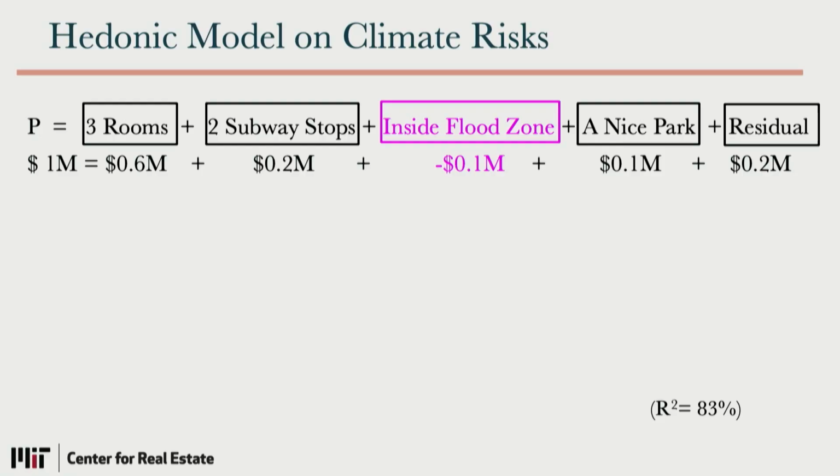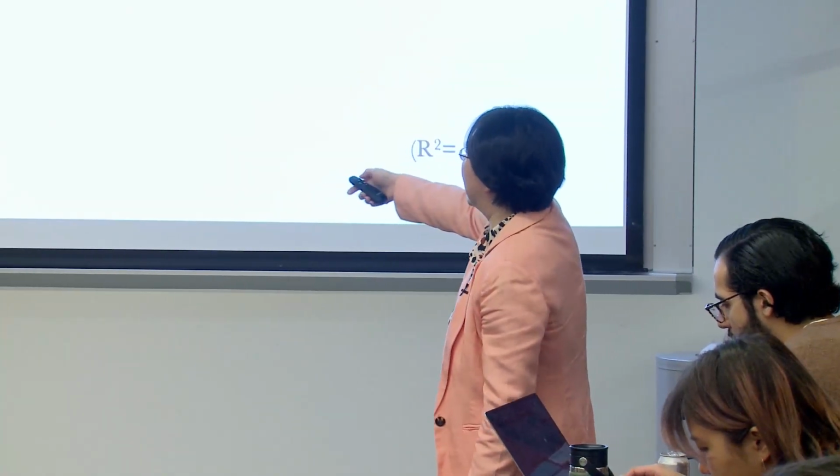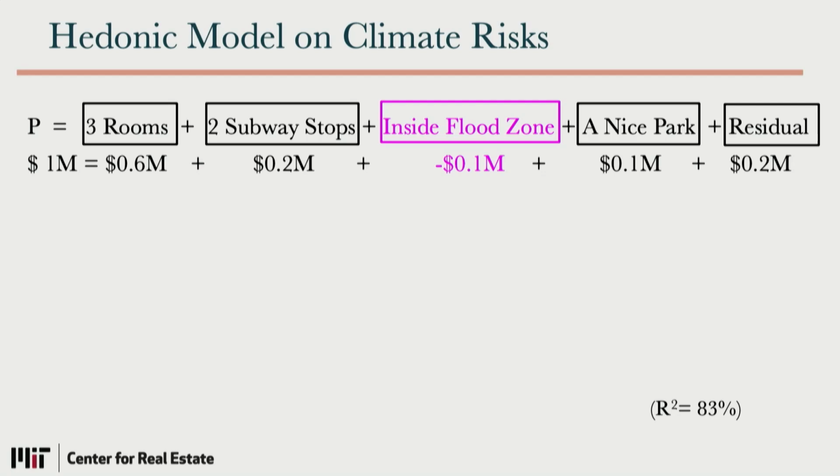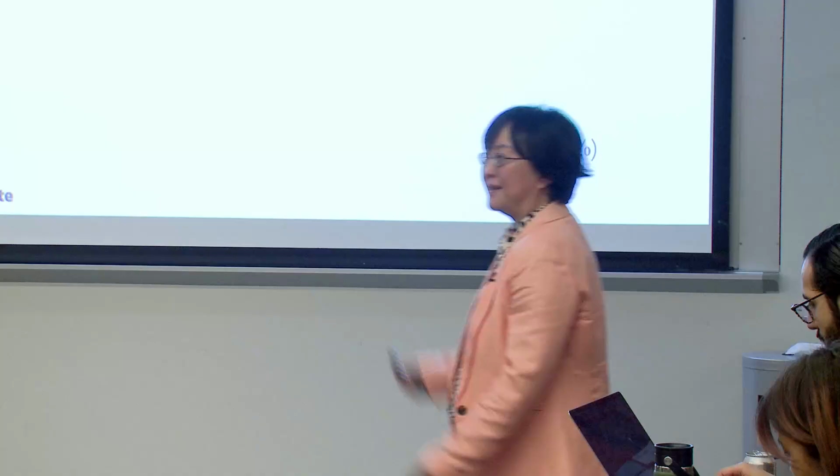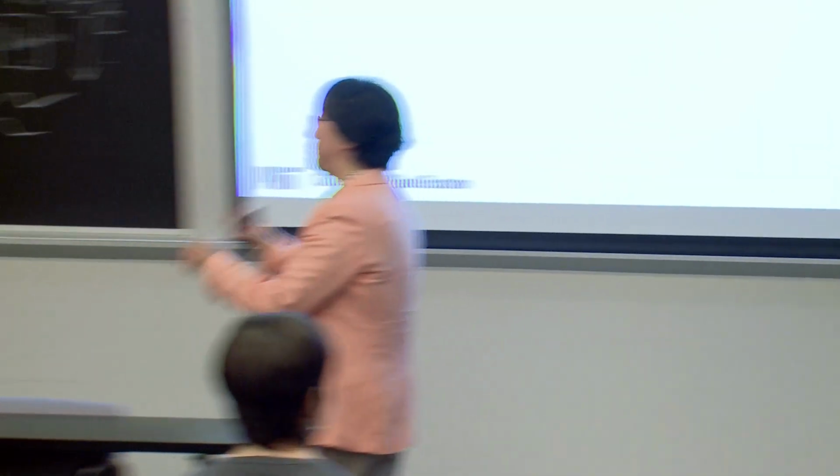Okay, think about this. Last time I used this to help you better understand in a very numerical way. Let's think about the problem of that apples to oranges comparison. For example, there's a house worth 1 million. Then we decompose it, that's hedonic decomposition: 3 rooms, 2 bus ways, 2 subway stops, a nice park, and some trash cans. There's a trash can here. And now we have the inside flood zone. Now, we know inside the flood zone is bad.